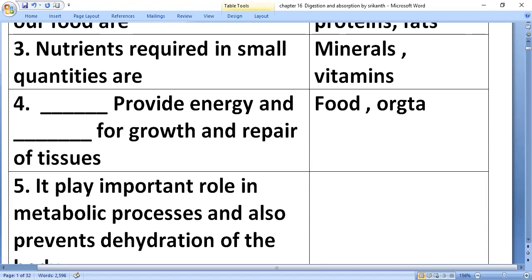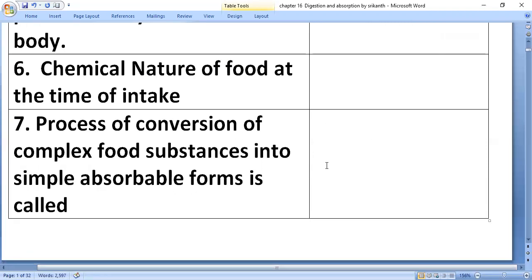Food, organic materials. Food provides energy and organic materials for growth and repair of tissues.